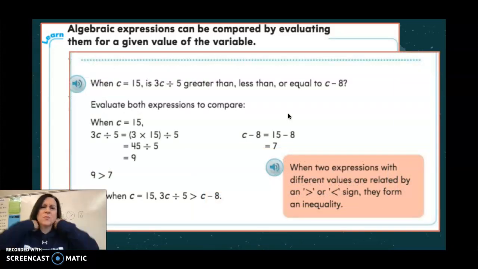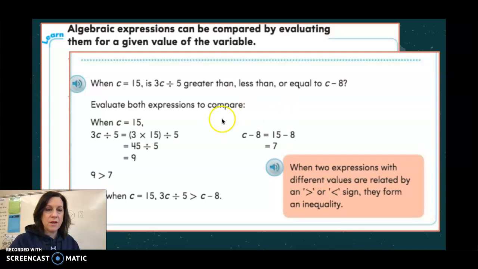All right, let's do this one. So you've got C is now 15. We just need to plug it in. So is 3C divided by 5 greater than, less than, or equal to C minus 8? So evaluate both expressions to compare them.